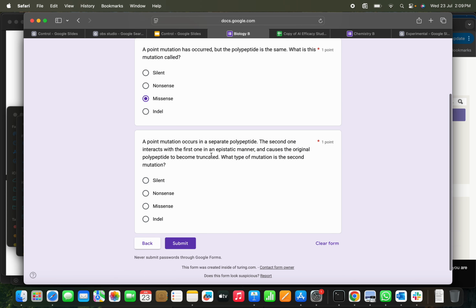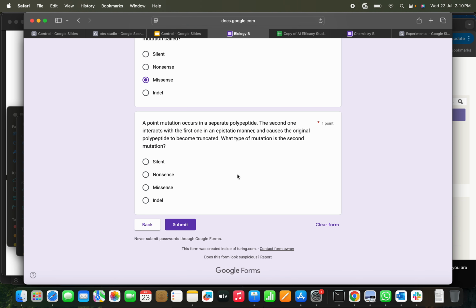I'm just guessing. A point mutation occurs in a separate polypeptide. The second one interacts with the first one in an epistatic manner and causes the original polypeptide to become truncated. What type of mutation is this? So there is a mutation which happened in a separate polypeptide, different from the first one. I'll go with D, but it's completely random.